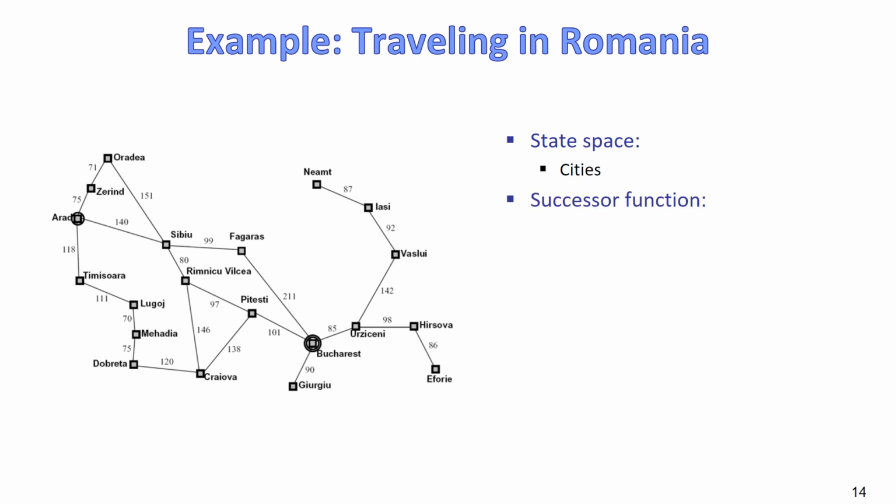Now, what about the successor function? We said that we have to have four things, right? The state space, successor function, start state, and the goal test. So what is the successor function now?